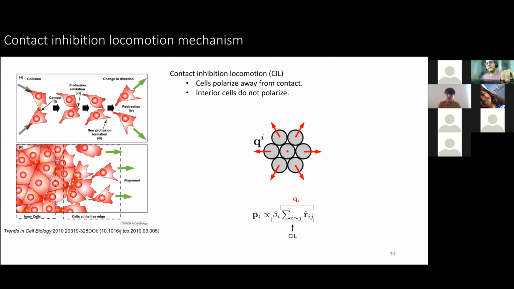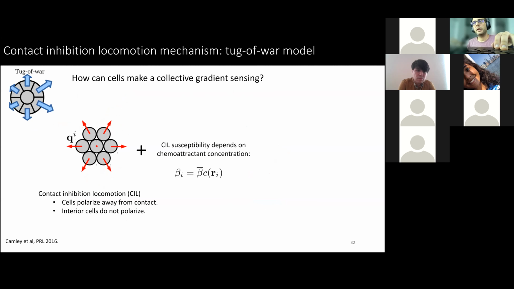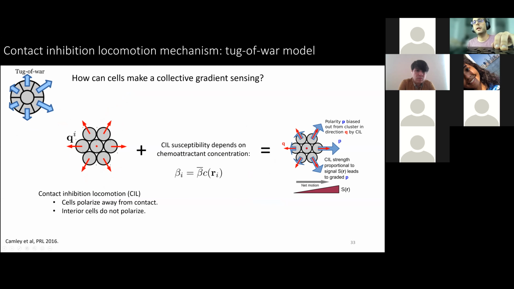By combining these two things, we get something that looks more or less like this on the right. Cells that are up the gradient, which see larger concentrations, are going to polarize more strongly than cells at the back, which see a smaller concentration of the chemoattractant. This results in a back-and-forth type of dynamics, where the front is pulling stronger than the back, and the cluster follows the chemical gradient.